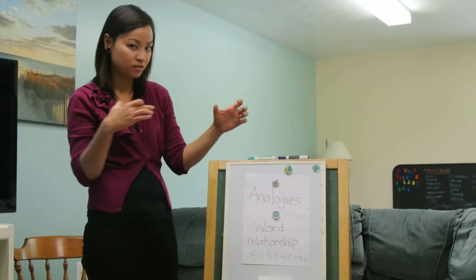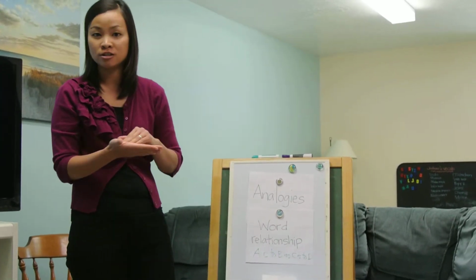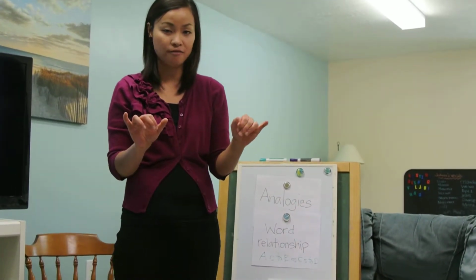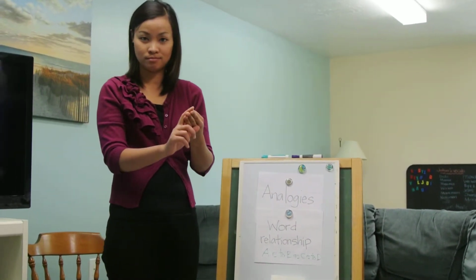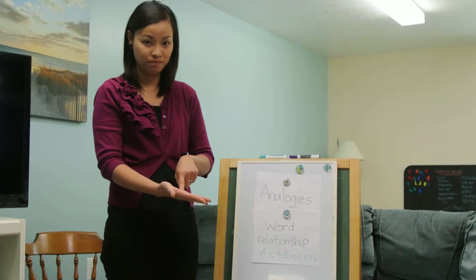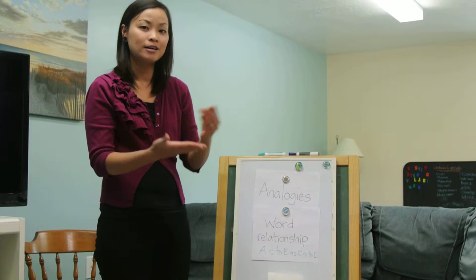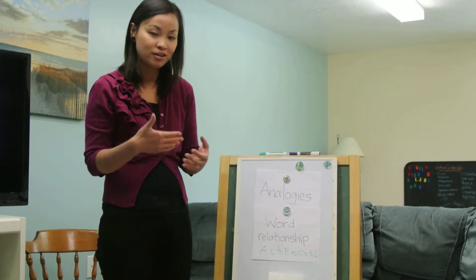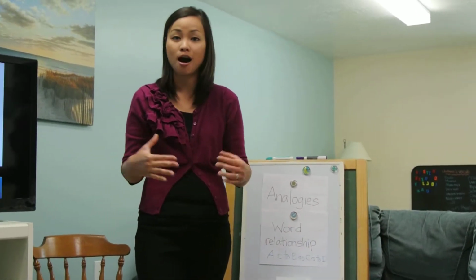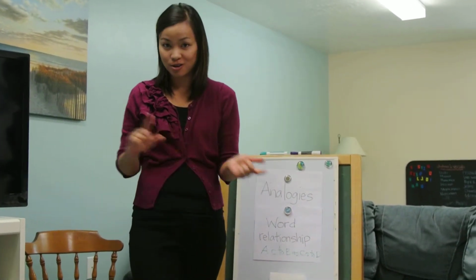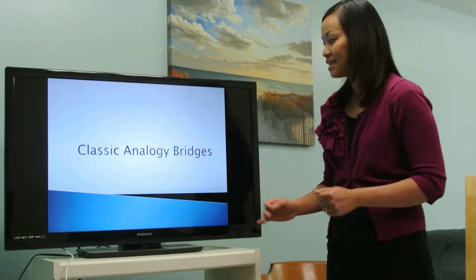So why did I pick those two different examples? Can we think about what relationship those two sets of examples have? Apple is to fruit as red is to color. So apple is a type of fruit and red is a type of color. So we're talking about a type right here. There is a very specific strategy that we can use in learning analogies that can really help us to make connections. If we look over here, I have a PowerPoint presentation about classic analogy bridges.